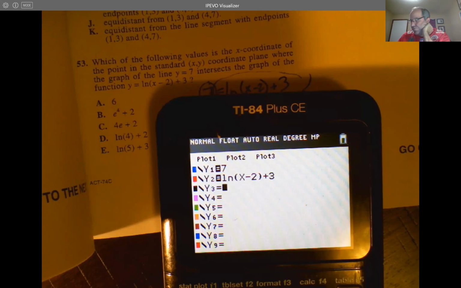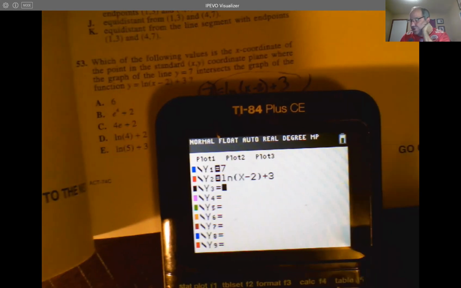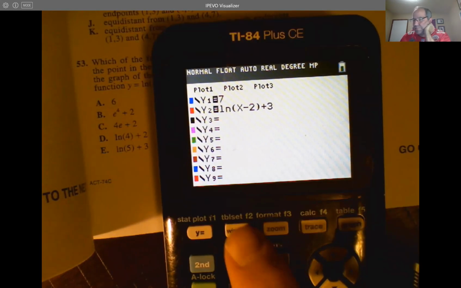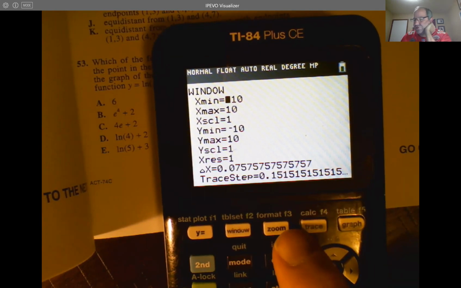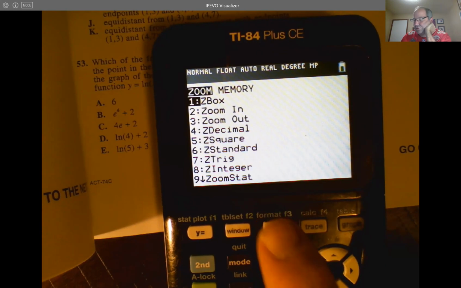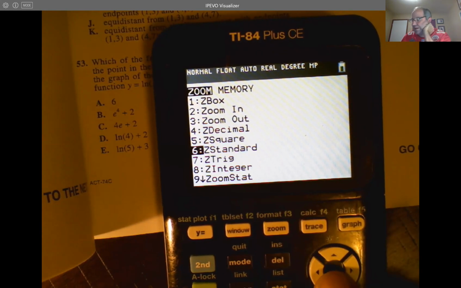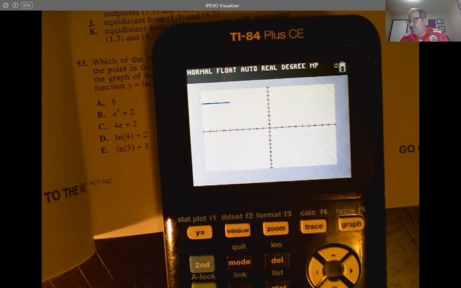Okay, now before we graph this, we should press the window button. Oh, not window, I'm sorry, my fault. Press the zoom button, it's in the middle there, press zoom, and choose standard. That's just gonna make it go from -10 to 10 and -10 to 10, makes it a little bit better here. So there's our first side, the 7, and here's the other one.